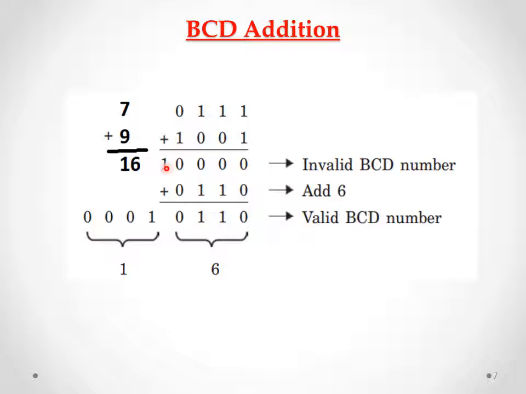Now the carry is present, so we have to add 6 to make it a valid BCD number. So we are adding 6 to the result. 0110 is 6. Now we get 0001 0110. Now we write it in 4-bit form. So this is 1 and this is 6. So the answer is 16. It's a valid BCD number.